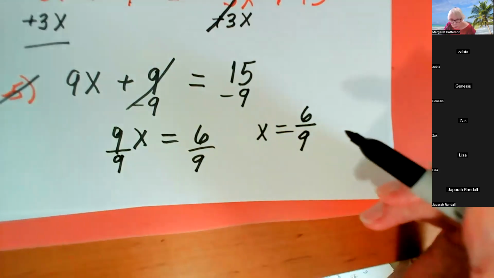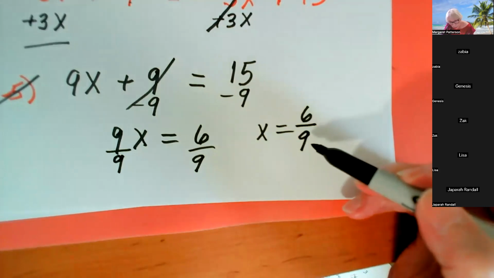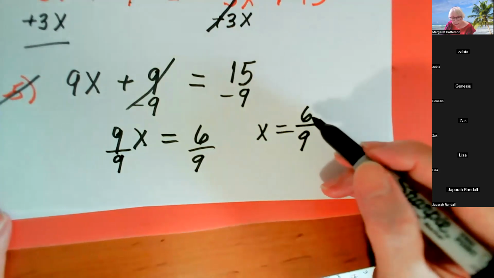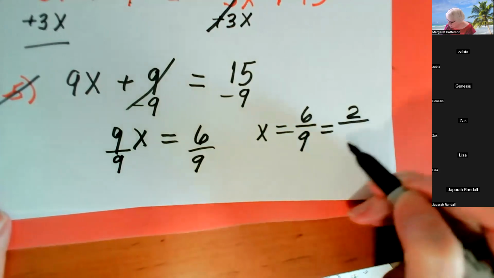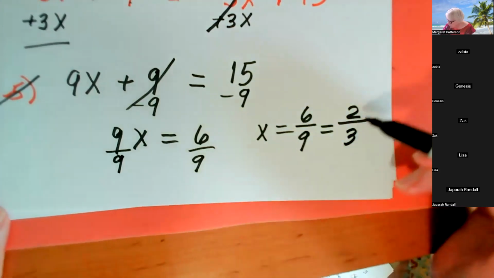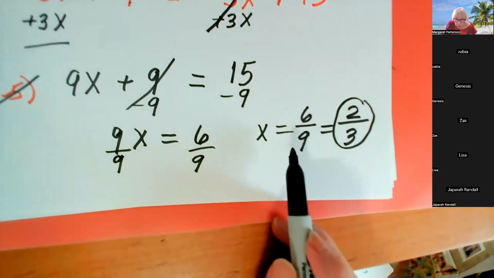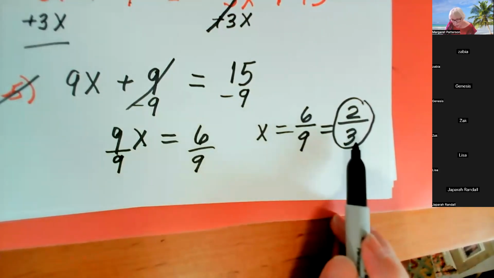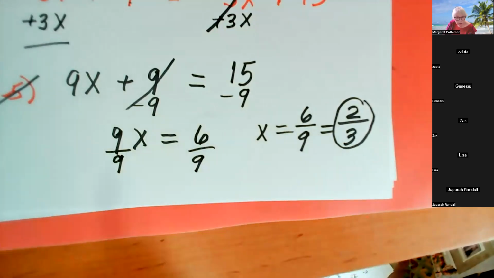Okay? The trouble with 6/9 is they'll mark it wrong because it's not reduced. So if you divide each of them by 3, divide this by 3, you get 2, divide this by 3, you get 3. That's the answer that you want. So when you have fractions and they say simplify, this will not cut it. This is what they want. Okay? So it needs to be reduced fully down to 2/3.